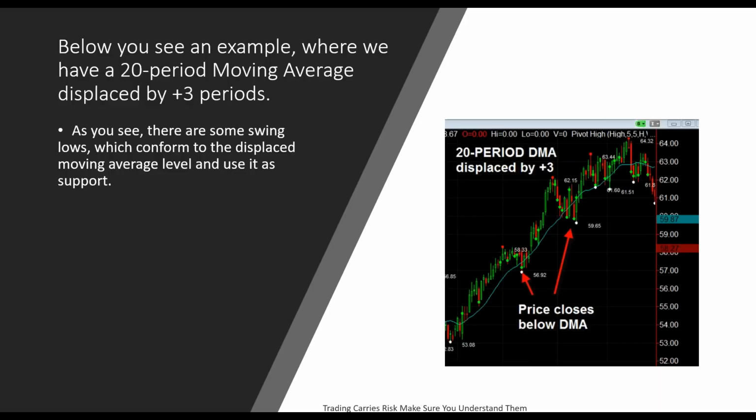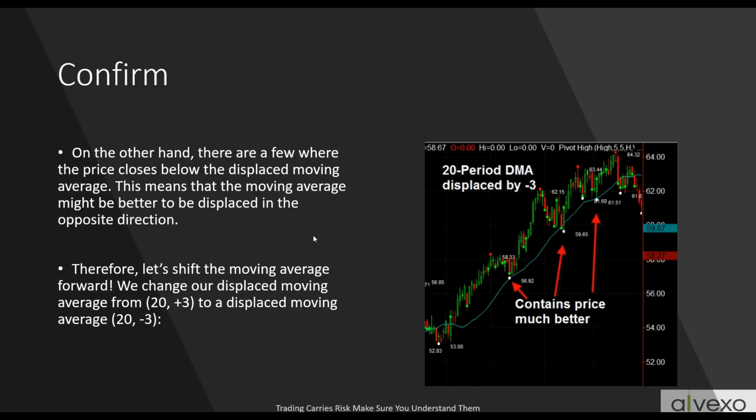So below here, we see an example where we have a 20-period moving average displaced by 3 periods. As you can see, there are some swing lows which confirm the displaced moving average level and use it as support. So you see that on our chart over here on the right. On the other hand, there are a few where the price closes below the displaced moving average. This means that the moving average might be better displaced in the opposite direction.